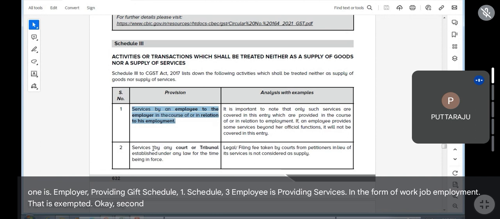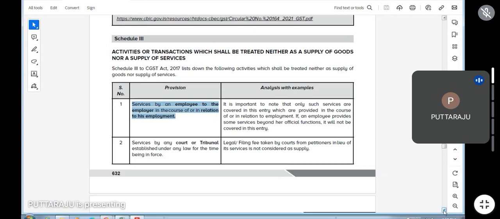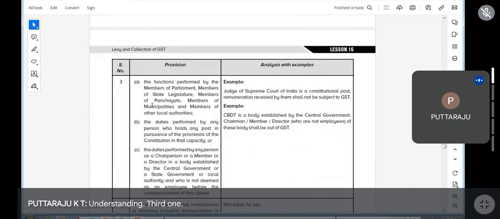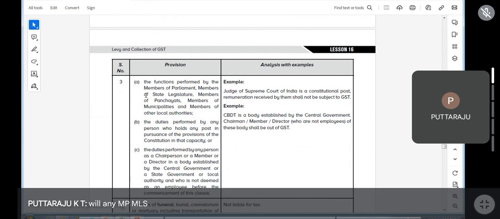Second one, any service provided by court or tribunal. That means if the court or tribunal passes any order or hears any case, that is not taxable under GST. Understanding? Third one, any functions performed by members of parliament, MLAs, panchayat members to the public, that is not at all taxable. Will any MP or MLA do the service to the public?